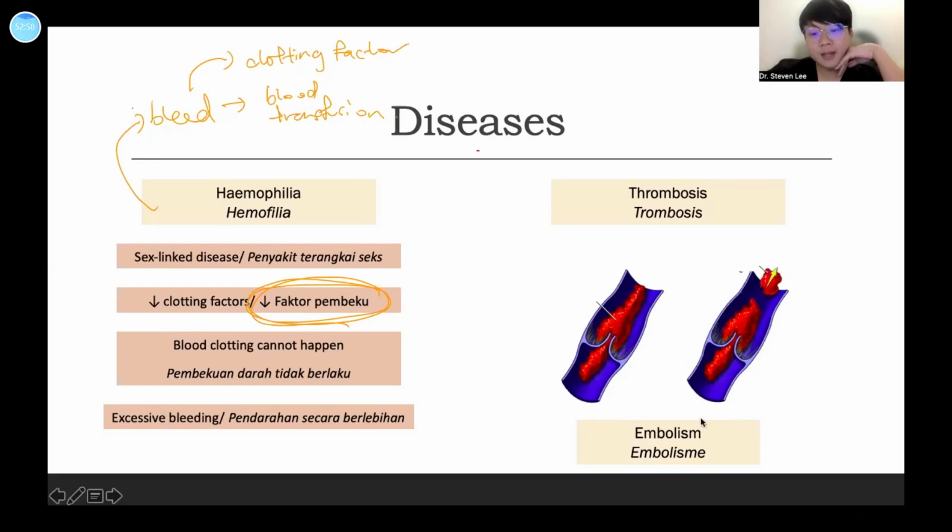You want to have embolism, you must have thrombosis first. You cannot have embolism straight away. Embolism, by definition, is the dislodging of the blood clot. This is embolism. This is thrombosis. For thrombosis, the blood clot is at one place. For embolism, part of the clot is dislodged. Any more questions? Come on.